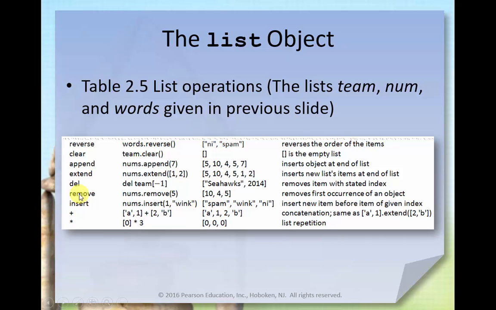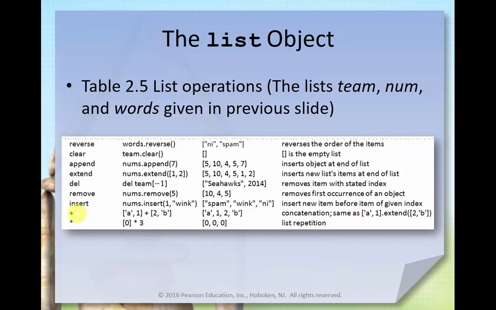We can also remove certain items out of a list. So we can remove the first occurrence of the number 5 from the list. Or we can insert. We can take the one that originally was numbers, and we can insert at position number 1 a text string of wink. I think this should have been words, not numbers. Must be a typo there.